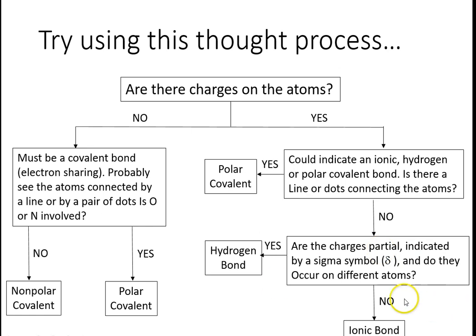If we don't see that, if we see that there are full charges on different atoms, then that indicates that it's an ionic bond. Okay, so hopefully this will help you some as you're going through the process of trying to determine what kind of bond might be present.